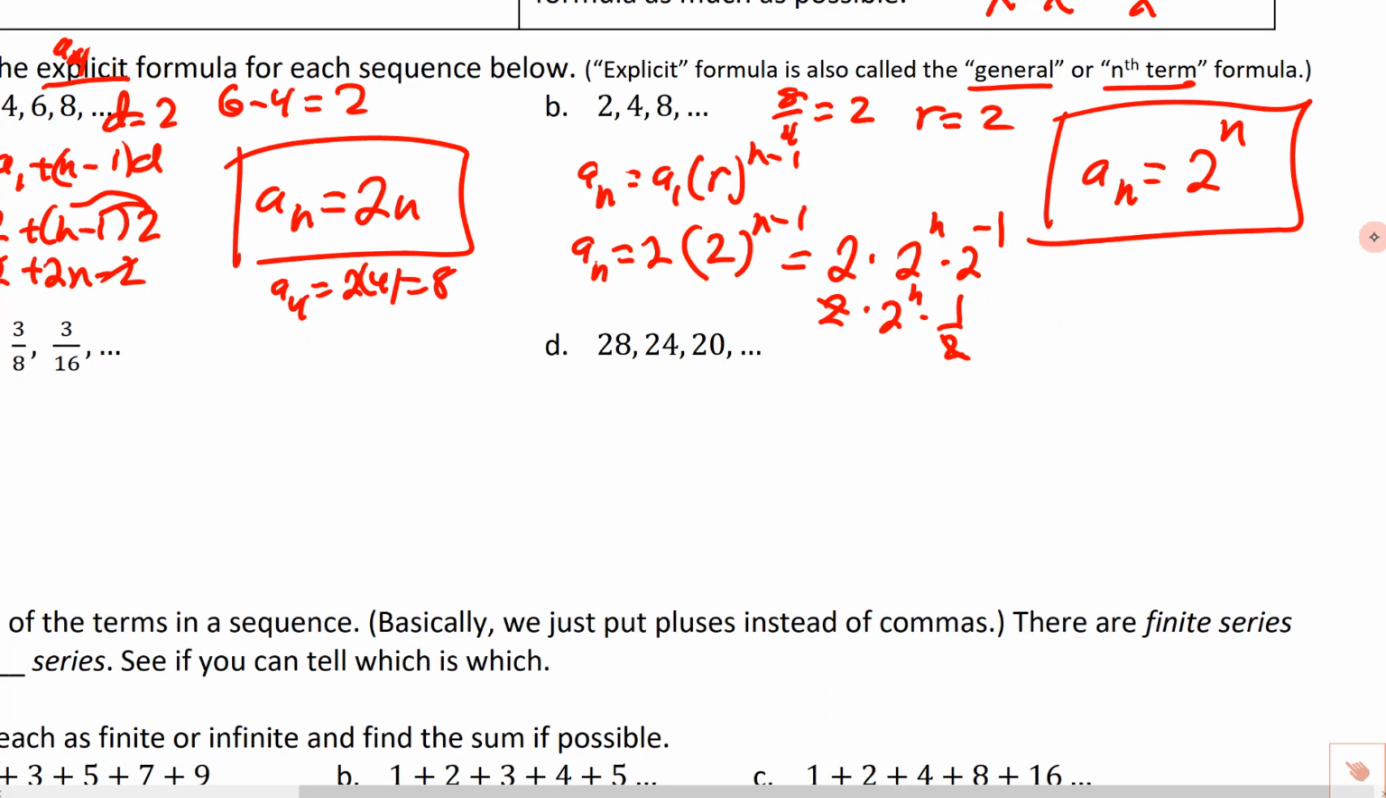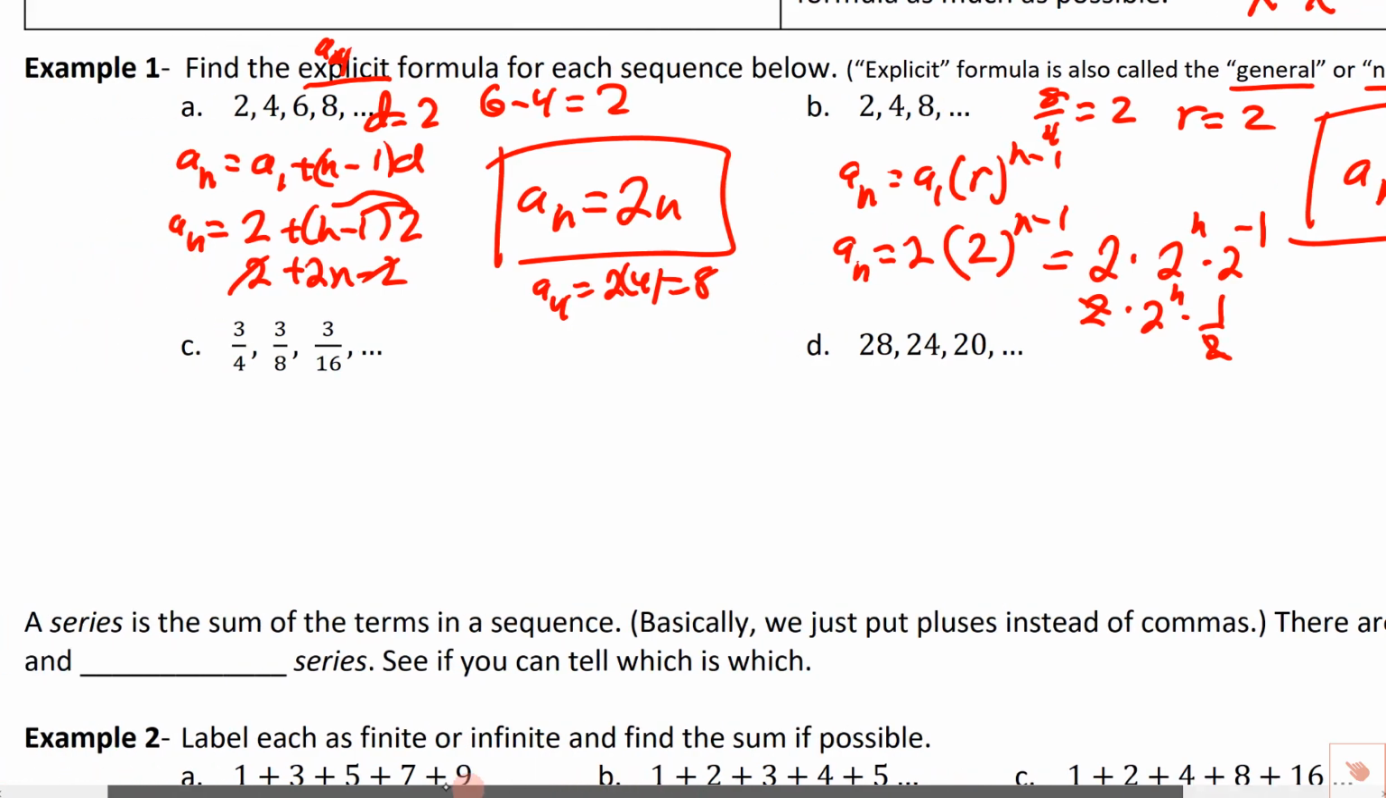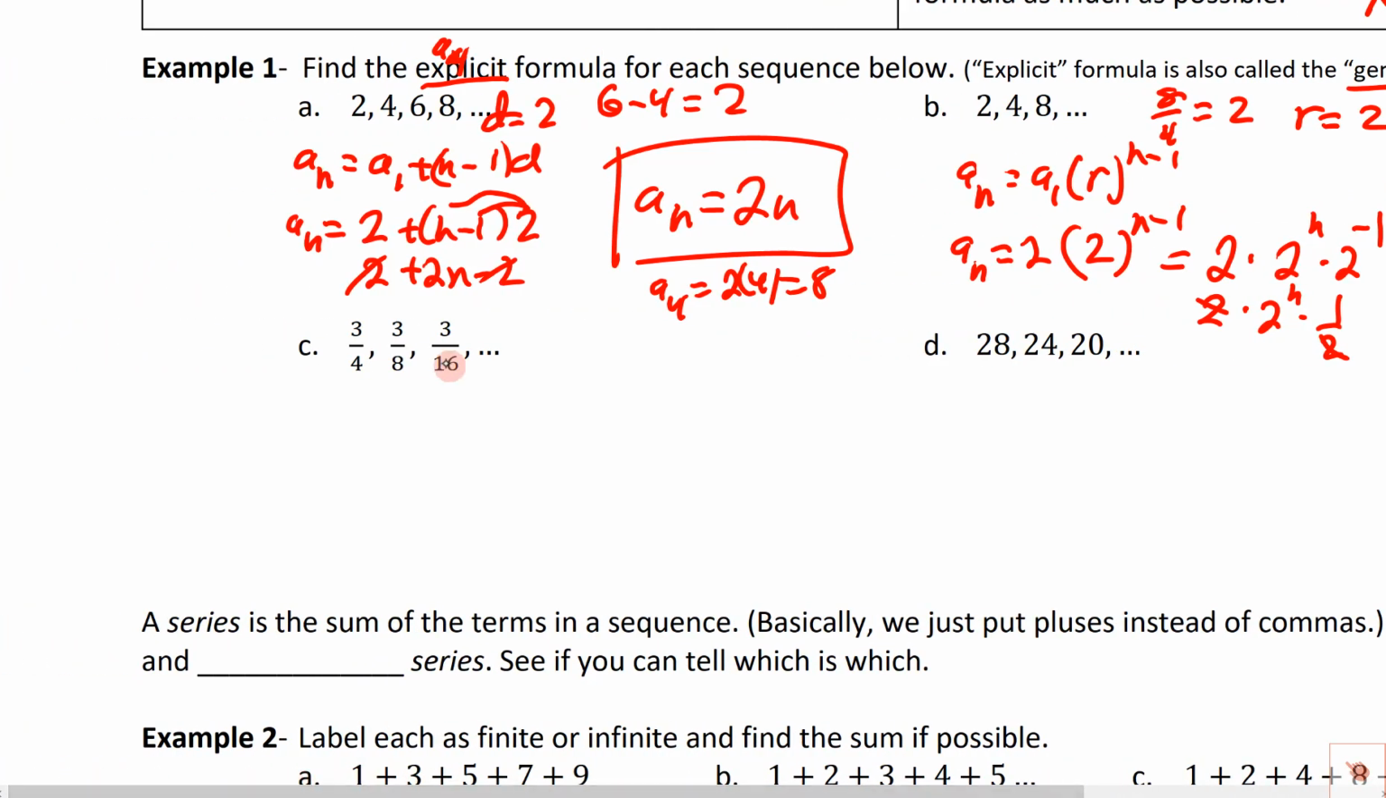Why is it so hard? Yeah, it's a lot for a small answer. That is. Okay, let's take a look at the next one.